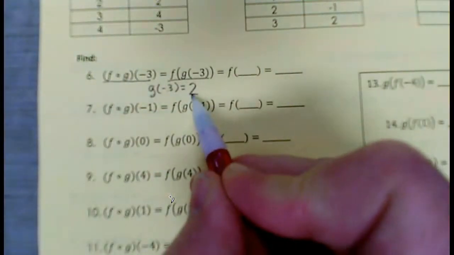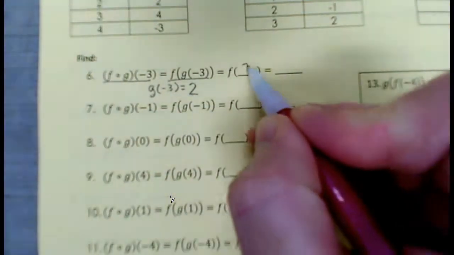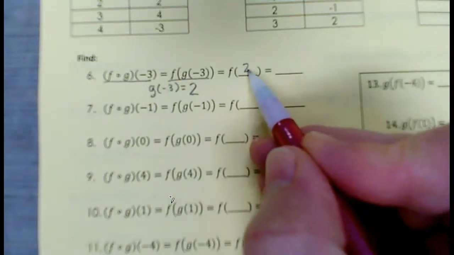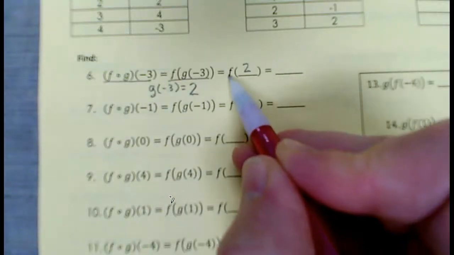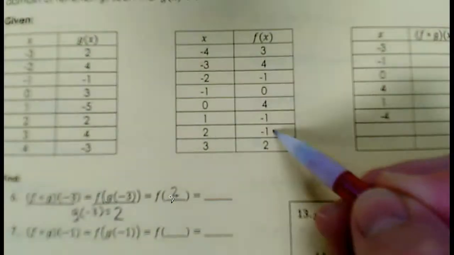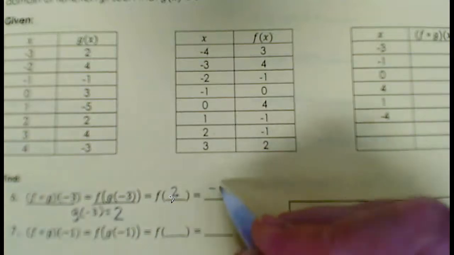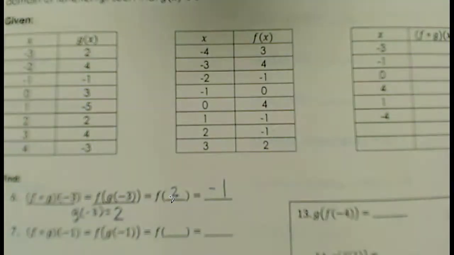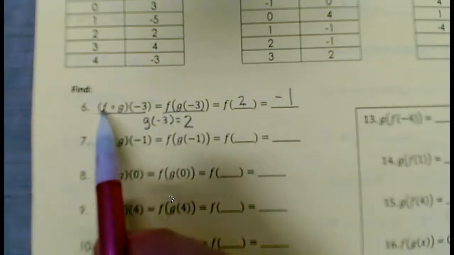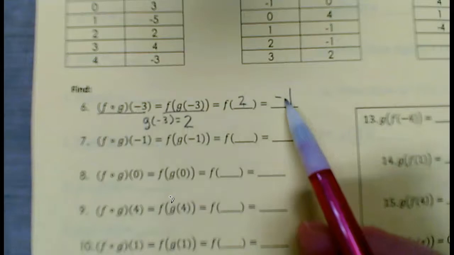Now, I take that answer that I got there and substitute it into the outside function. What's f of 2? I go to the function called f. I find the 2 in the x column. What goes with it? The composite of f of g of -3 is equal to -1.